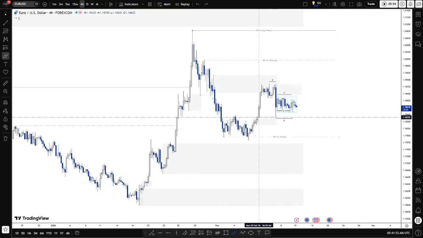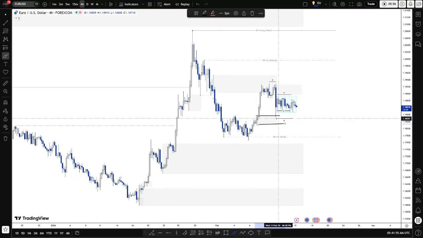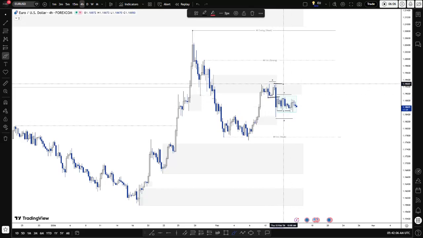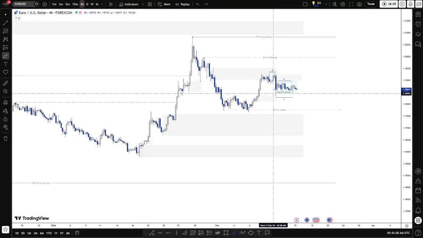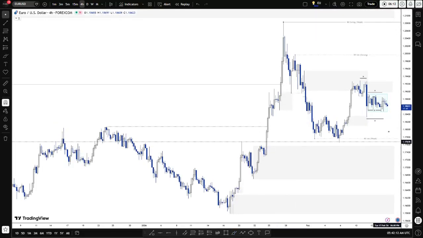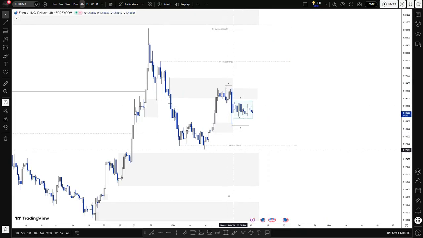So now last week price mitigated this demand, and after that we got this reaction, although after the reaction price has just been consolidating here, but also it has tapped into this. It hasn't mitigated the 4-hour supply. It has just mitigated... I want to zoom in here. It has just mitigated them.